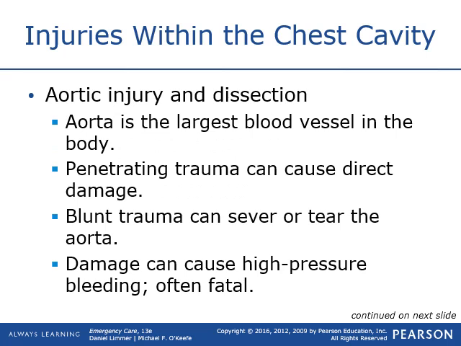Aortic injury and dissection, you'll see this a lot in T-bone accidents at high rates of speed. The aorta is the largest blood vessel in the body. Penetrating trauma can cause direct damage. Blunt trauma can sever or tear the aorta. Damage can cause high pressure bleeding, often fatal. And it's fatal very quickly when this happens.